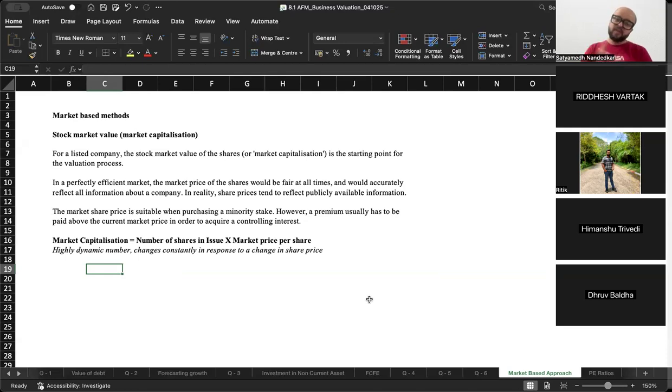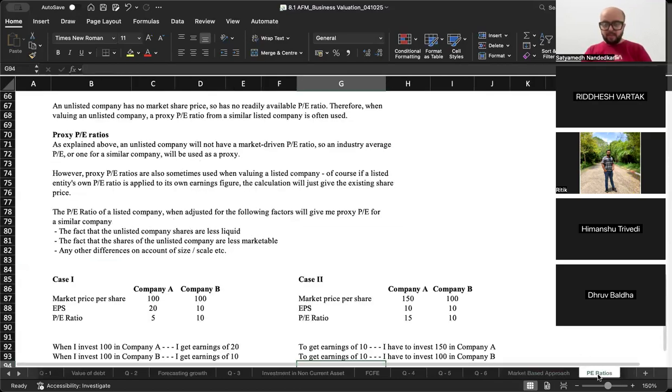So, one of the first methods in market based valuation is the market cap method, where you do number of shares into market price per share. Okay, this is a highly dynamic number. It changes constantly in response to a change in price. सुबह Reliance के एक share का price will be 1400, शाम को it will be 1380. So naturally the market value will change constantly. This method is known as the market cap method: number of shares in issue multiplied by the market price per share.